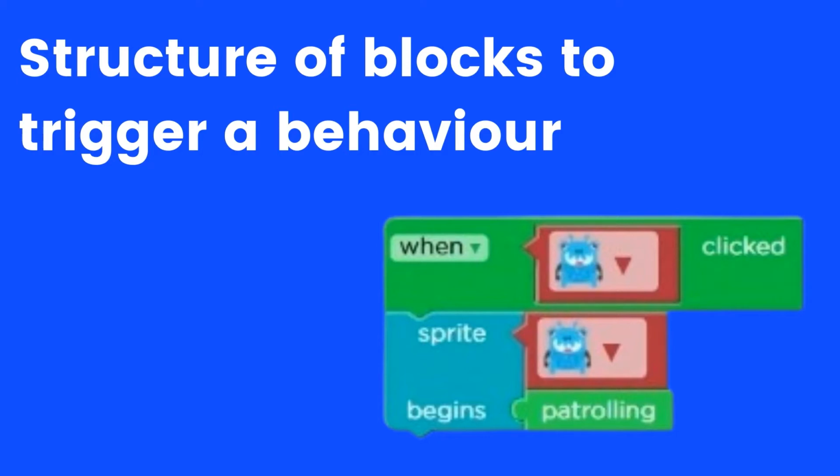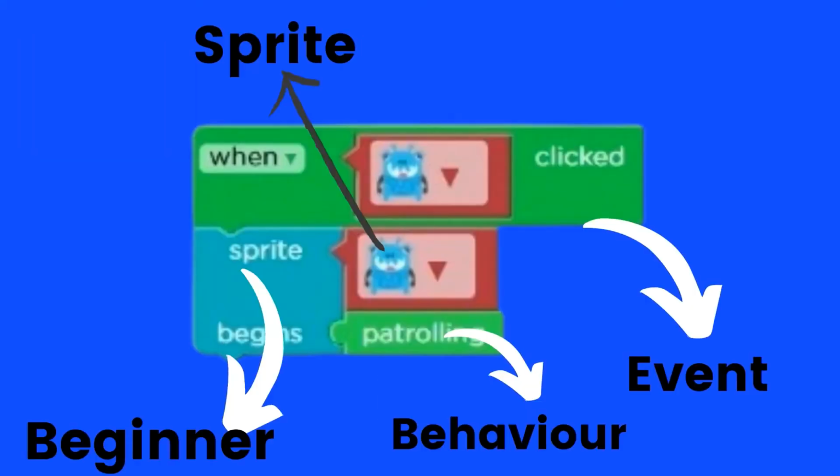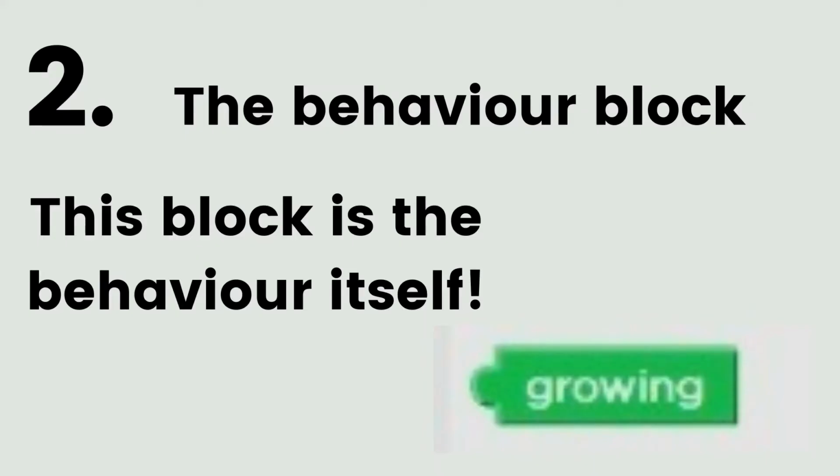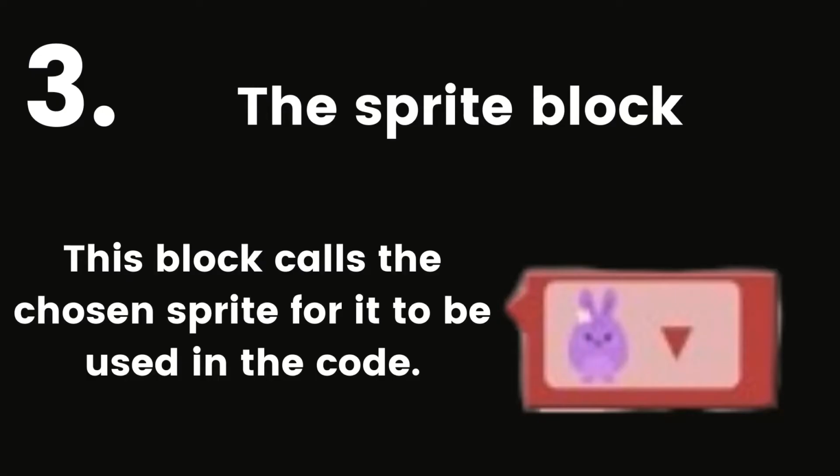Now, this is the structure of the blocks used to trigger a behavior. Simple, right? Let's divide these into 4 parts. The first one is the sprite begins block. This block starts the behavior whenever the event it is attached to is triggered. The behavior block is the block that defines the behavior itself. So you choose from different behavior blocks according to what behavior you want to give. And then the sprite block. This block calls the chosen sprite for it to be used in the code.